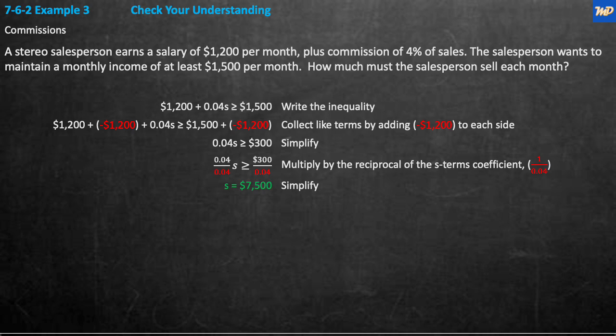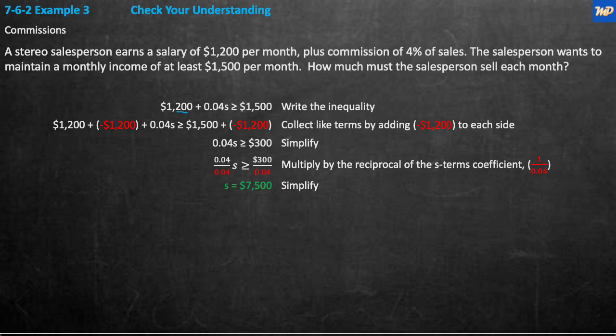So let's write out the equation. We have $1,200 as the base salary, plus 0.04, which is 4%. You take the 4 and move the decimal point 2 times to the left, times S, and S is the sales. We're going to let S be sales. Has to be, and we want that number to be greater than or equal to 1,500 because the person wants to make at least this much, but they'll accept that much, so it's greater than or equal to 1,500 is what they're looking for.